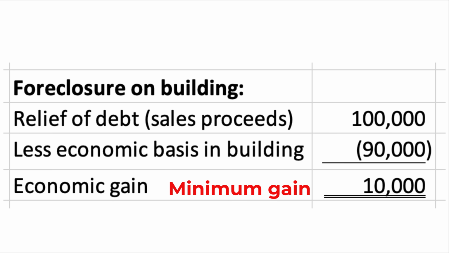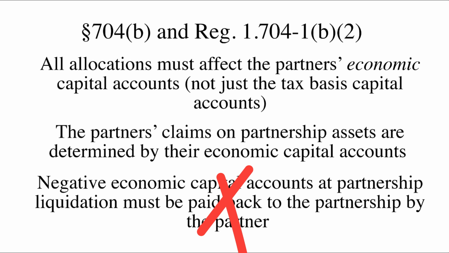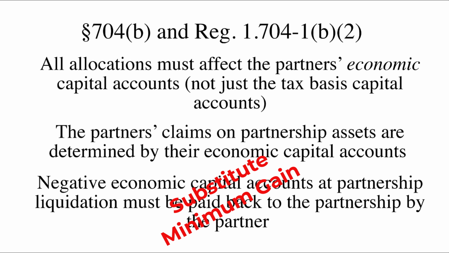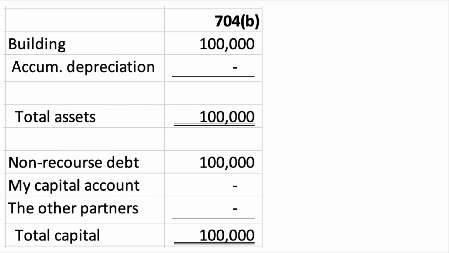In a partnership, if the $10,000 of economic gain is allocated to me by the partnership agreement, then the gain, in the event of a foreclosure, will increase my economic capital account by $10,000. This allows me to actually take a share of partnership losses that will drive my capital account to a negative $10,000, and I will still be covered by the $10,000 of potential minimum gain. Think of minimum gain as a substitute for the requirement to restore a negative economic capital account under the substantial economic effect rules. Let's look at this within a partnership.